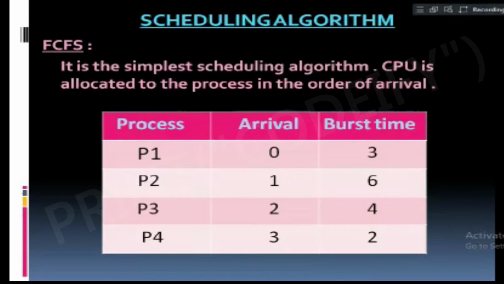Scheduling algorithm. First one is FCFS, which means first come, first serve. It is the simplest scheduling algorithm. CPU is allocated to the processes in the order of arrival. So, there are four processes P1, P2, P3, P4. Arrival times are 0, 1, 2, 3 and burst times are 3, 6, 4, 2.